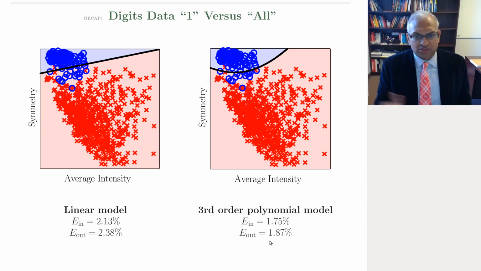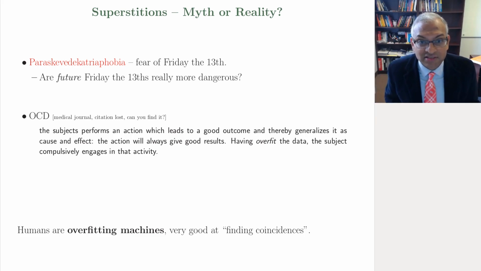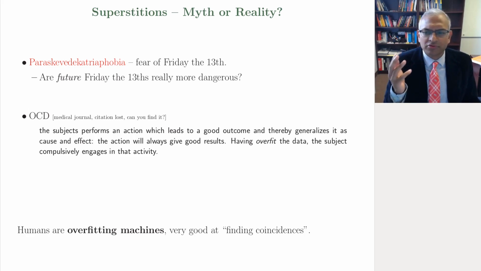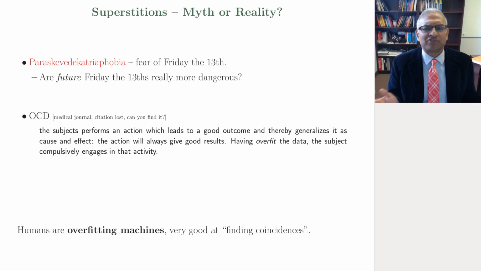Okay, now let's talk about overfitting. Let's start our discussion of overfitting with the human ability to overfit. Now, we're all familiar with superstitions. Take Friday the 13th. Maybe historically there have been some bad events that occurred on Friday the 13th. For example, King Philip IV arrested all the Templars on a Friday the 13th, and then they were subsequently executed. So some atrocious things happened on Friday the 13th.